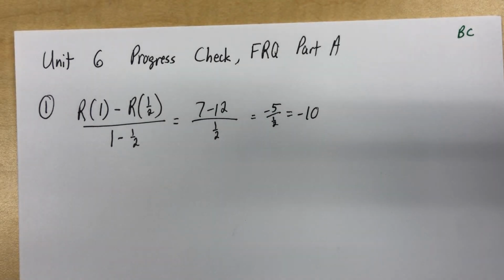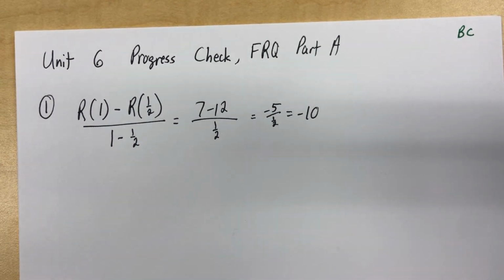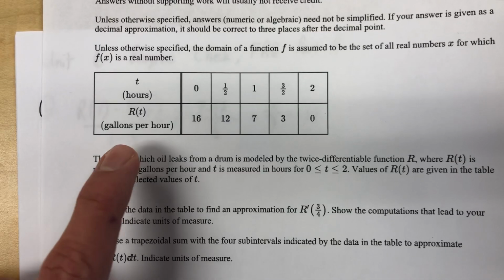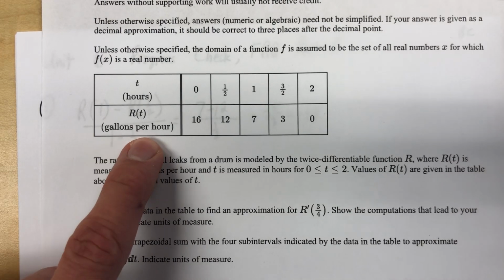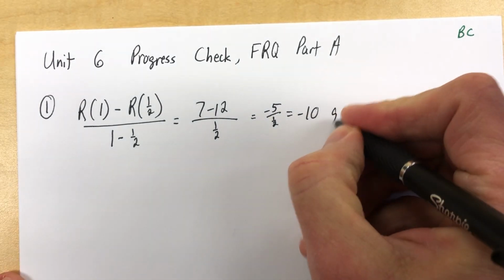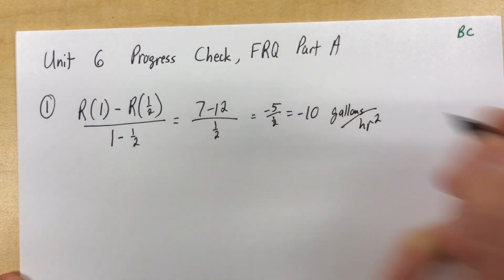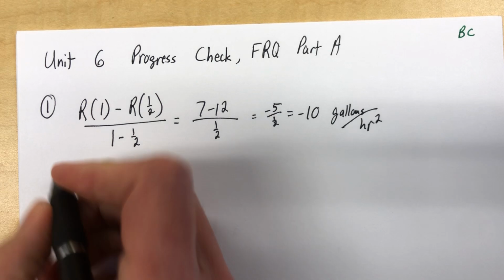Now we're not done, because they did say indicate the units of measure. They did say show the work, which we've done. But -10 what? Well, it's a rate of change of a rate. So this is gallons per hour, and if that changes, that'd be gallons per hour per hour. So this would be gallons per hour per hour. You could put it like that if you like. Okay, that was part A.